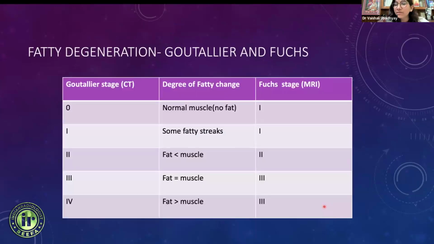Similarly, we have to talk about fatty degeneration also. Here we have the Goutallier staging on CT and the Fuchs stage on MRI. And for MR, if it's normal muscle or just some fatty streaks, we just say it's grade 1 and normal. If fat is less than muscle, it's 2. If fat is equal to muscle or more than muscle, we put it as stage 3.